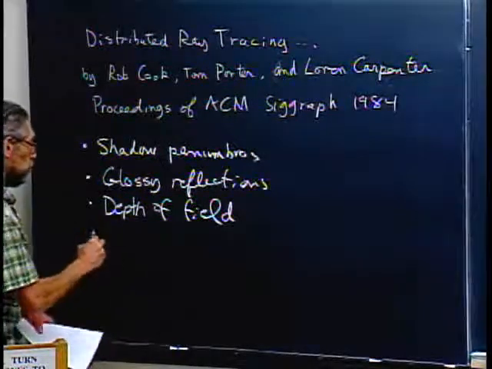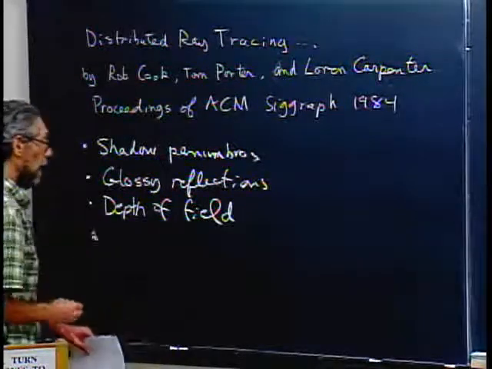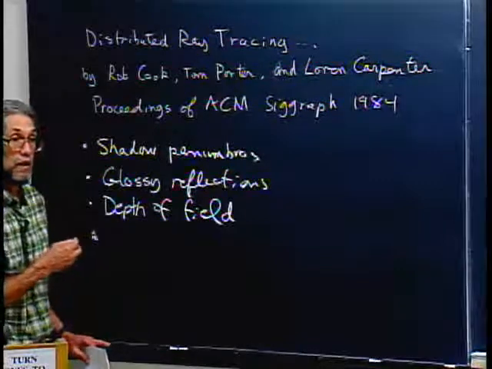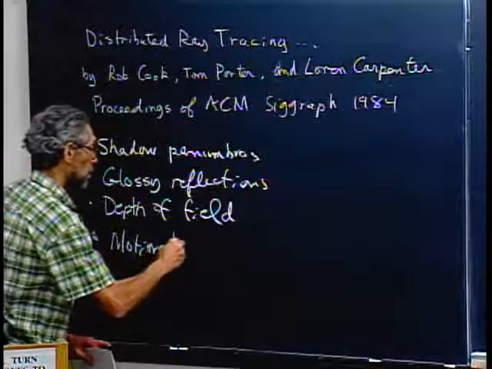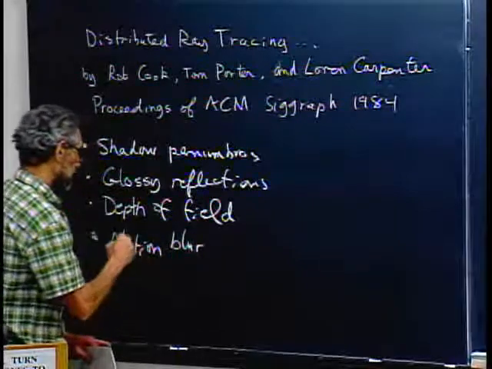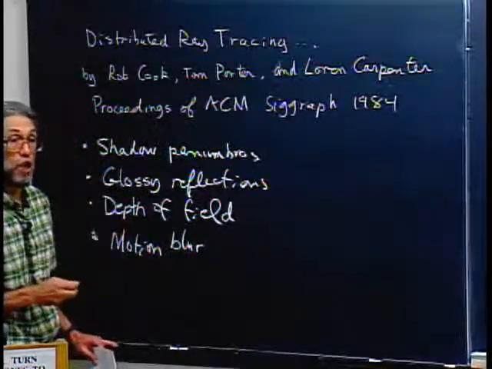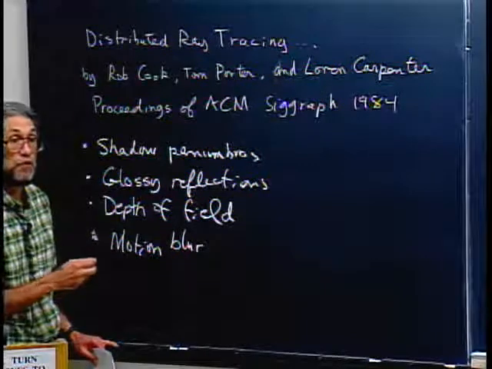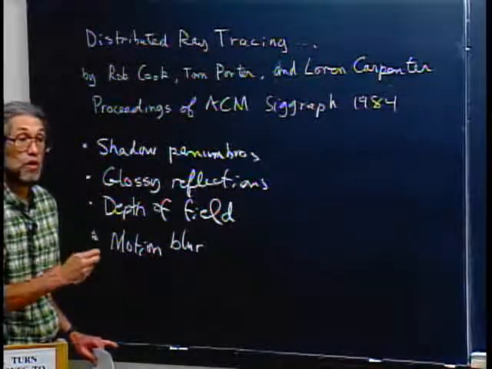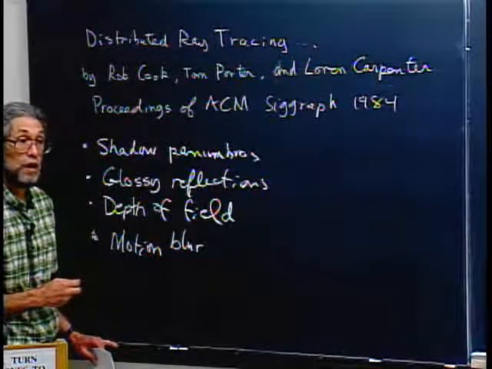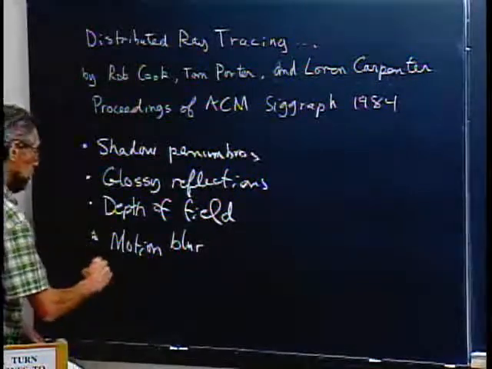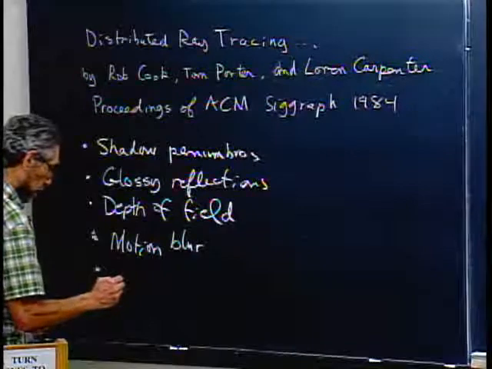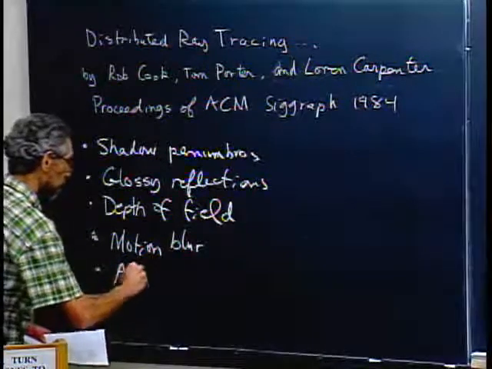Another thing you have to do if you want to match live photography with computer animation is motion blur, because any real camera has the shutter open for a finite amount of time, and if there are moving objects, their motion will cause a blur in the image, and this Monte Carlo sampling should get that also. Anti-aliasing.